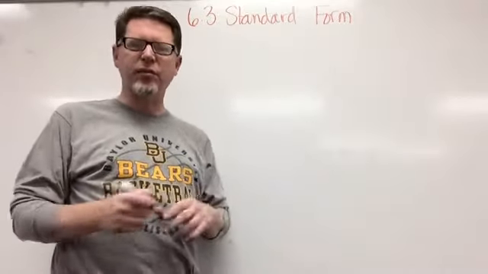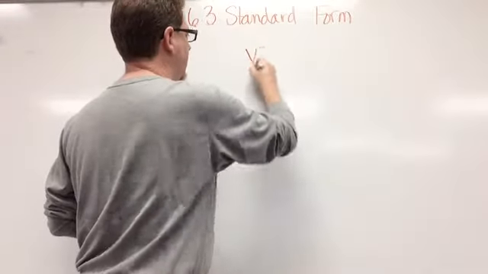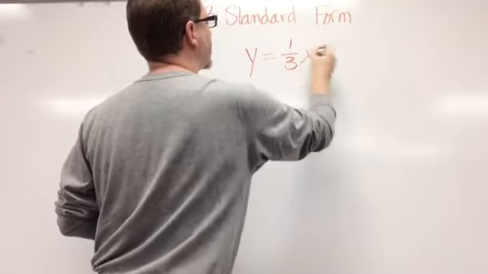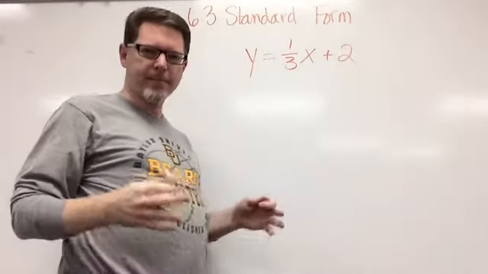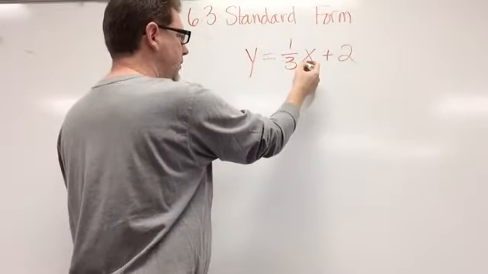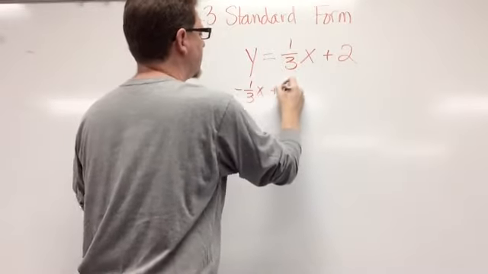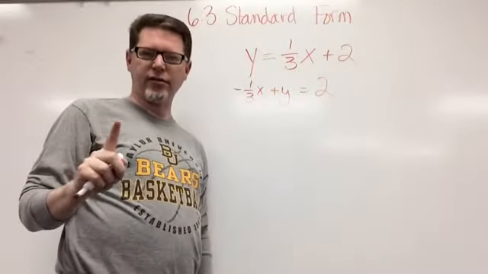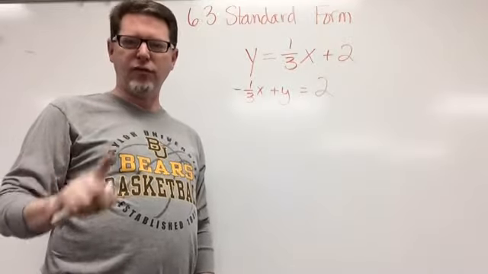But let's do another example. What if I'm given a slope as a fraction, and I have y equals 1/3 x plus 2. Okay, so we're going to do the same thing. I'm going to move the 1/3 x to the other side. So I get negative 1/3 x plus y equals 2. But in standard form, you cannot have any fractions. That's something that you've got to remember. In standard form, no fractions.